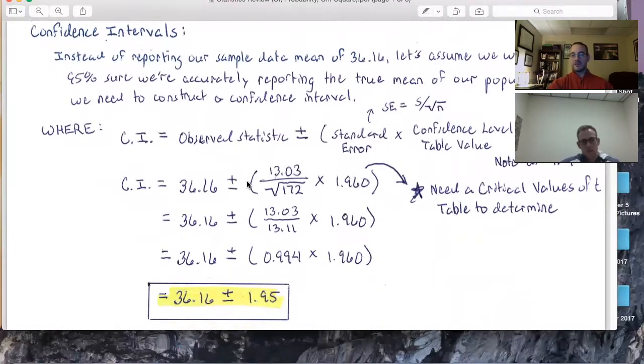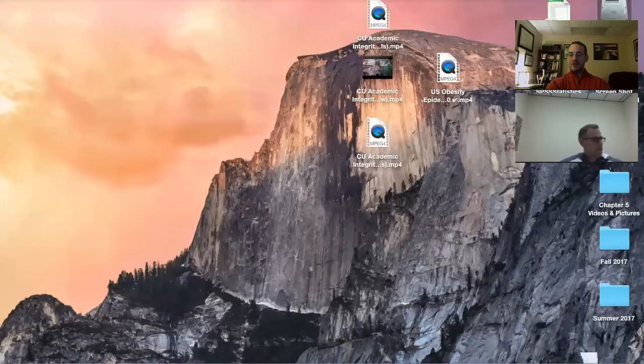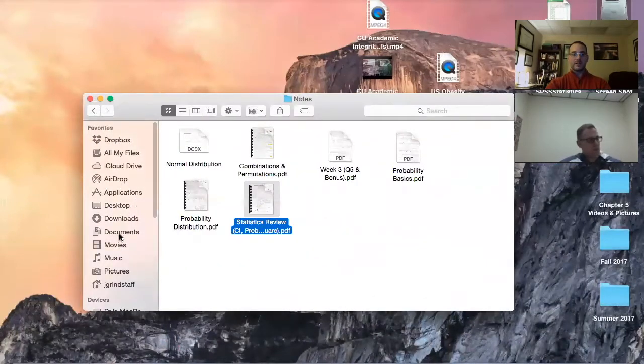So we can already start figuring our standard error, which is 13.03 divided by the square root of 172, which should come out to be 13.03 over 13.11, or 0.994. That should be our standard error. Now we need to calculate this right here. We need to figure out what our critical value of t is. So let's see exactly how we do that.